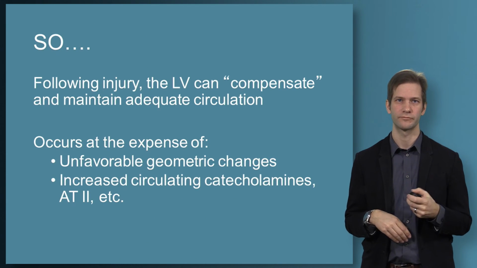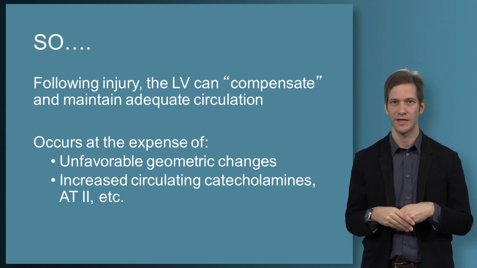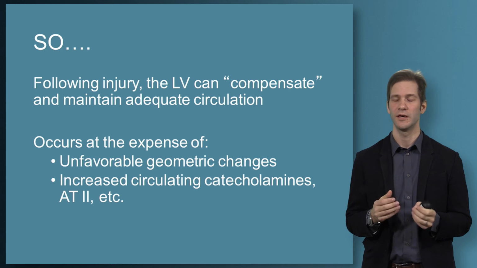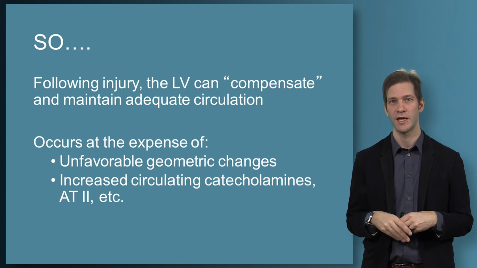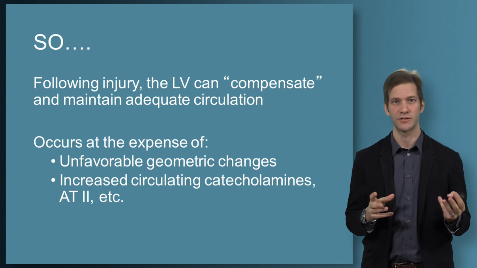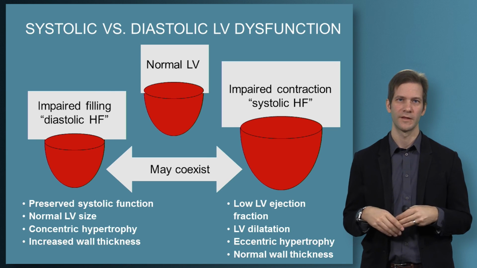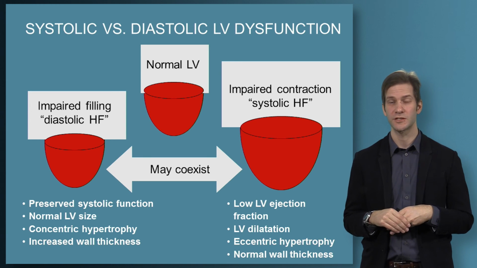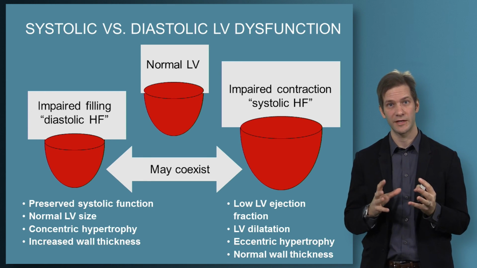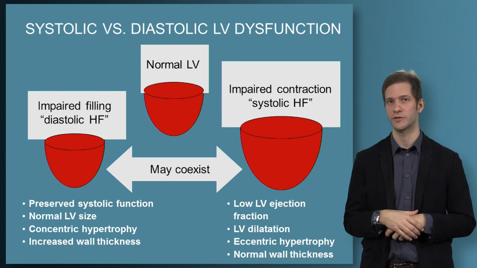So in summary, following injury, the heart can compensate and maintain adequate circulation, but this occurs at the expense of remodeling, unfavorable geometric changes, and as a result of increased circulating catecholamines, that's norepinephrine, epinephrine, and angiotensin II, and other byproducts of neurohormonal upregulation. I mentioned this concept of systolic dysfunction, the heart is too weak to maintain circulation, and diastolic dysfunction, the heart is too stiff to maintain adequate circulation.